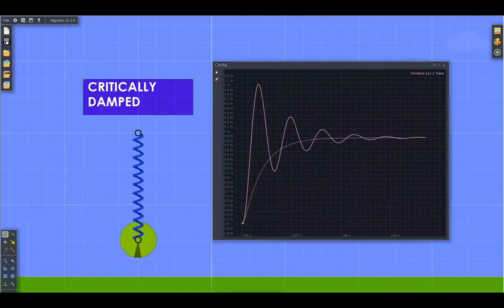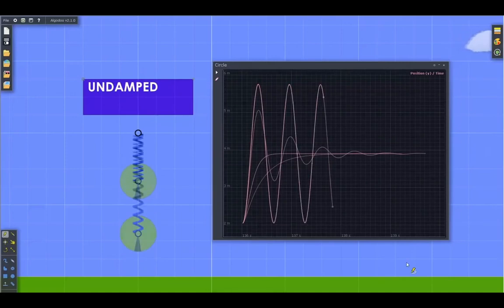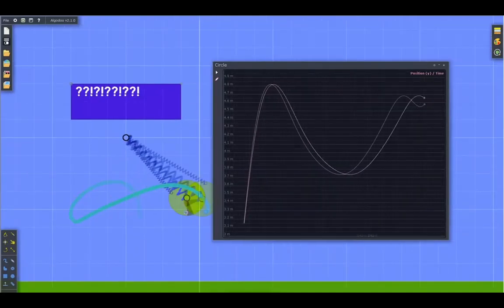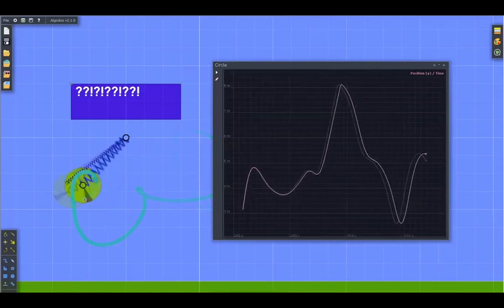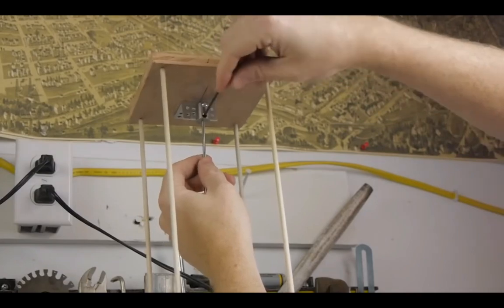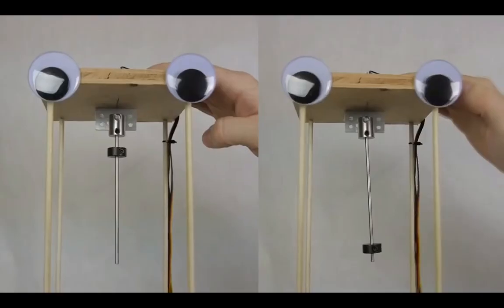If the damping ratio is exactly 1, the system is critically damped and returns to equilibrium as quickly as possible. And if the system is undamped, the oscillation continues indefinitely. There are lesser known damping situations, but we won't get into them in this video. Now that we know an approximate natural frequency of the building, we can introduce the pendulum damper.